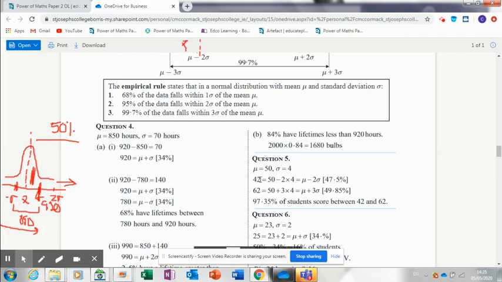So you have to work out what's 42. So take 42 from 50, that's a difference of 8. How many standard deviations is that? It's 2, right? And 62, what's the difference between 50 and 62? It's 12. That's 3 standard deviations, right? So it's between 2 standard deviations below. I'll try drawing this here again.